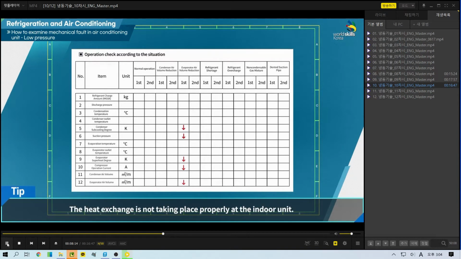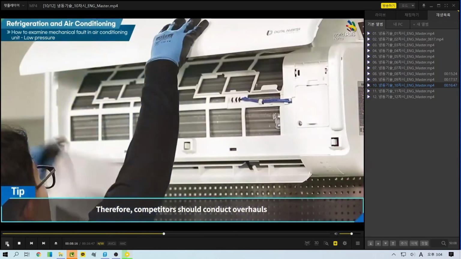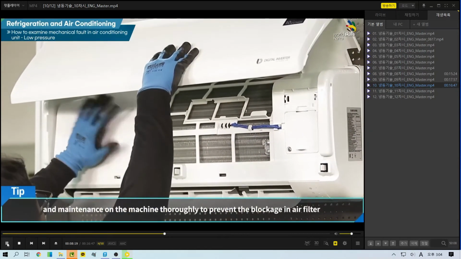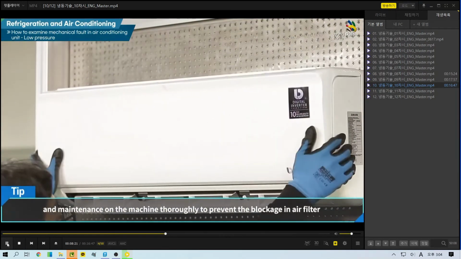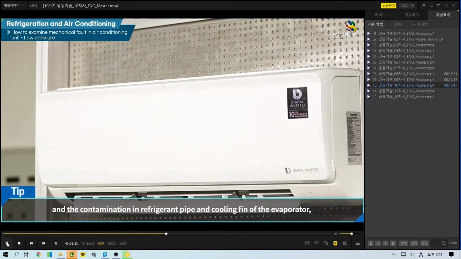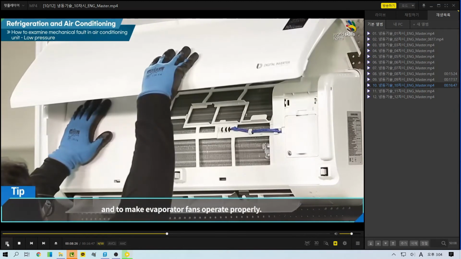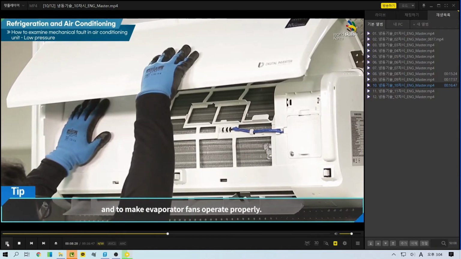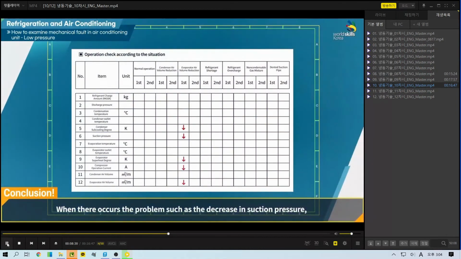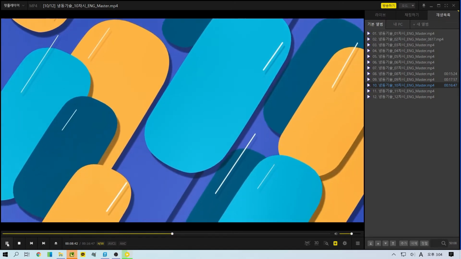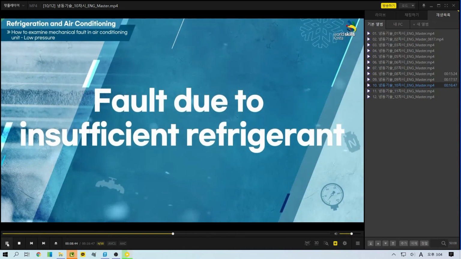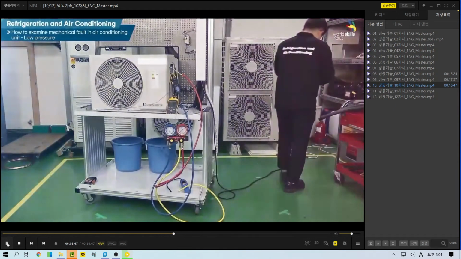at the indoor unit. Therefore, make sure to conduct overhauls and maintenance on the machine thoroughly to prevent the blockage in the air filter and the contamination in the refrigerant pipe and cooling fin of the evaporator, and to make evaporator fans operate properly. When there occur the symptoms such as the decrease in suction pressure, the decrease in superheat of evaporator, and the decrease in air volume of evaporator, the faulty heat exchange of the evaporator is assumed to be the reason for the fault.